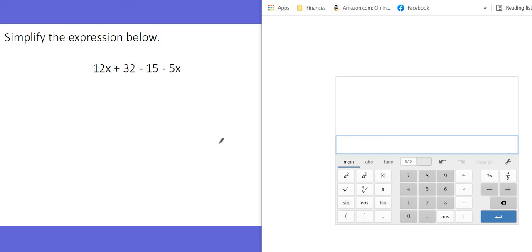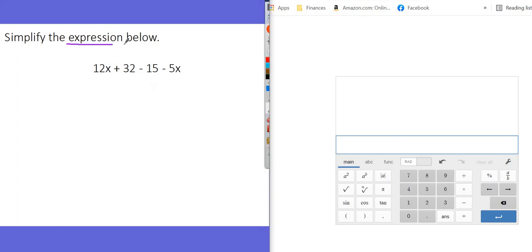Hi there, everybody. We're going to go ahead and simplify two expressions. Expression means there is no equal sign, so we're just going to have to look at them and decide what to do. As I look at this expression here, I notice that there are terms with x's and then plain numbers. So that means that we are going to combine like terms.